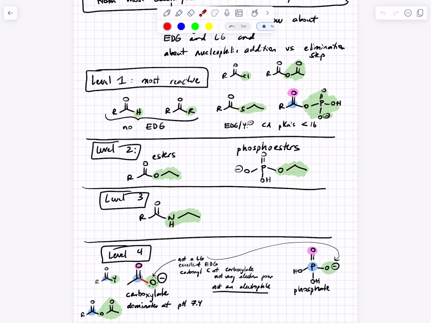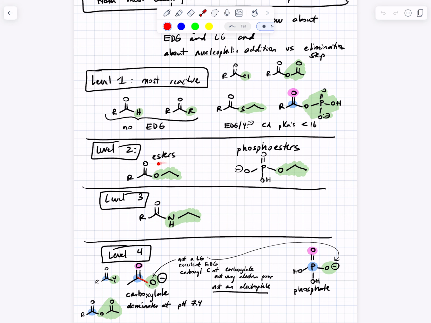The most reactive carbonyl compounds, the level ones, either have excellent leaving groups, which is the case for these four here, or if they don't have excellent leaving groups, they have really, really poor electron donating groups. Those are two ways you can be reactive. The really good leaving groups promote the elimination step, and the poor electron donors promote the addition step.